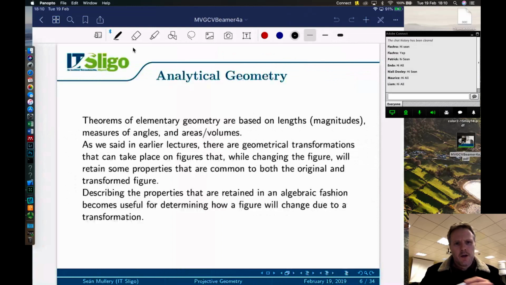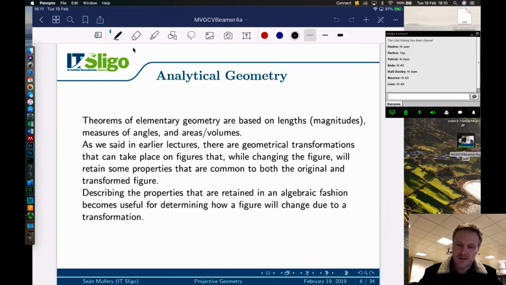So theorems of elementary geometry are based on lengths, which are generally magnitudes, measures of angles, or areas and volumes. As we said in earlier lectures, there are geometrical transformations that can take place on figures that, while changing the figure, will retain some properties that are common to both the original and the transformed figure. So if you remember, we looked at basic translation, and then we looked at the rigid body movements, and we talked about what properties of the figure they preserved. Okay, so this is the idea when we talk about geometry.